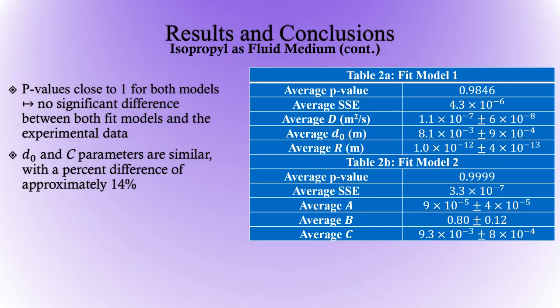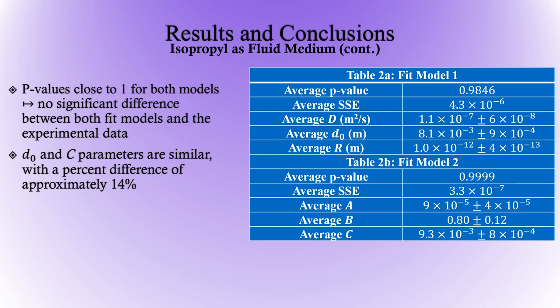Shown in table 2 are the results of chi-squared analysis and the predicted parameter values for both fit models. The p-values for both models show that the fit models are not statistically different from the experimental data. There is a larger discrepancy in the p-values and a smaller discrepancy in the sum of squared error between the two models as compared to the water trials.